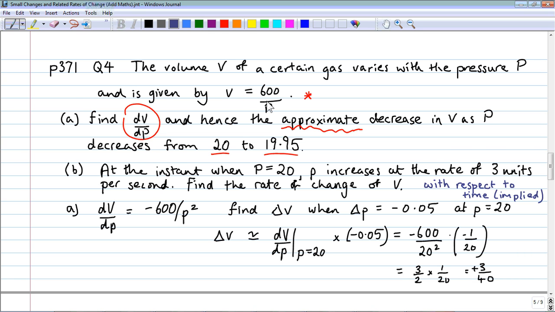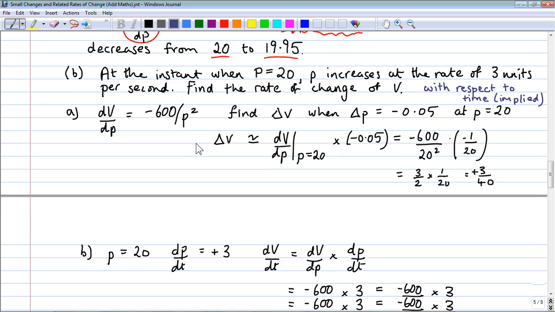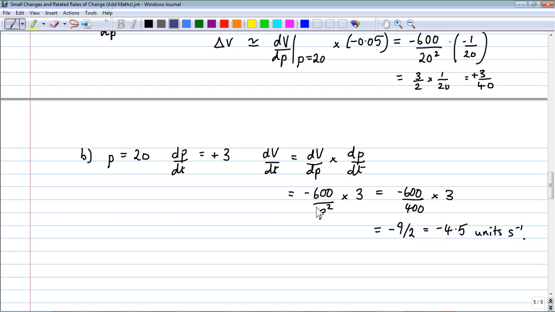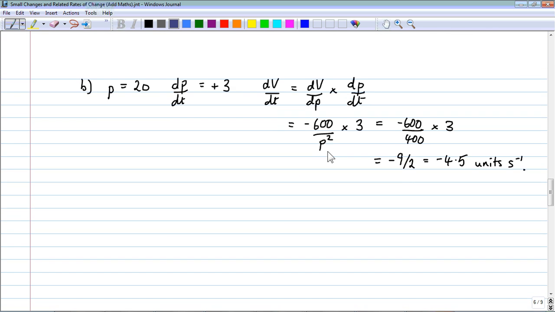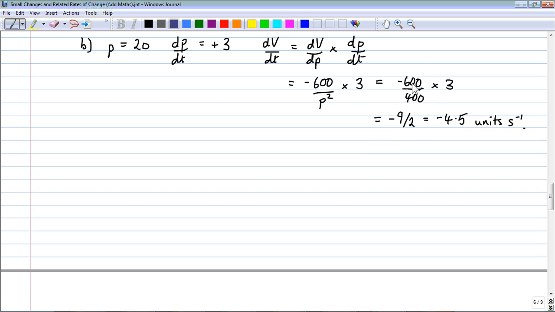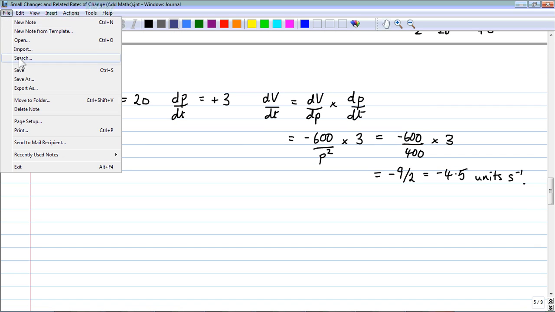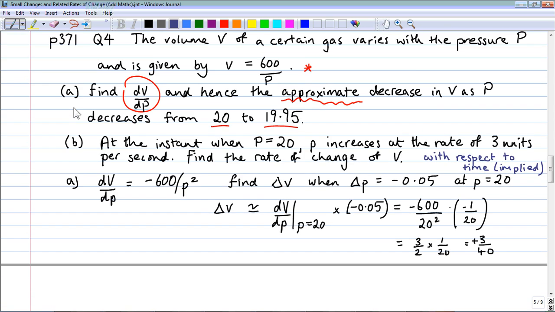Now dV by dP is minus 600 over P squared. We multiply that by dP by dt, we get dV by dt, which is minus 600 over 20 squared times 3, which is minus 4.5. So that's our answer for part B.